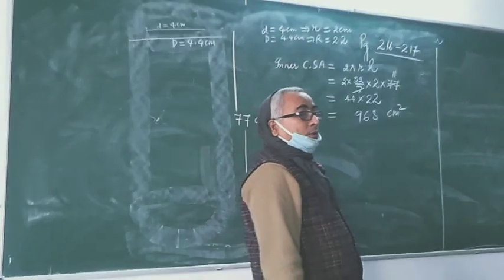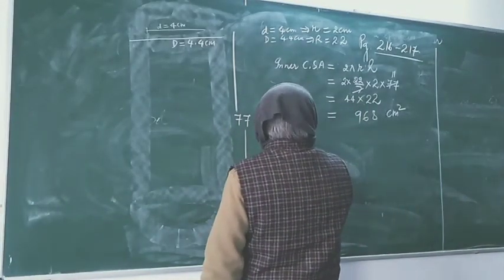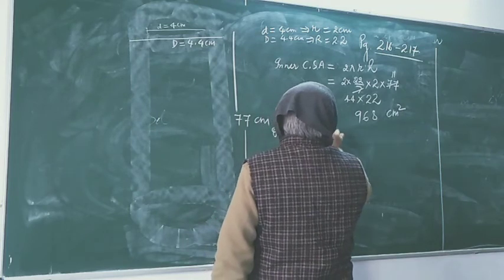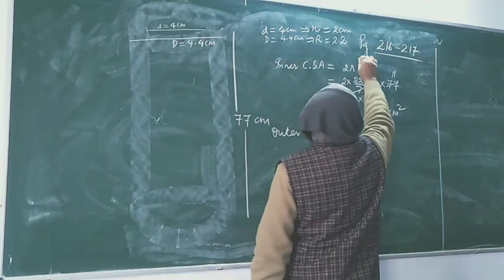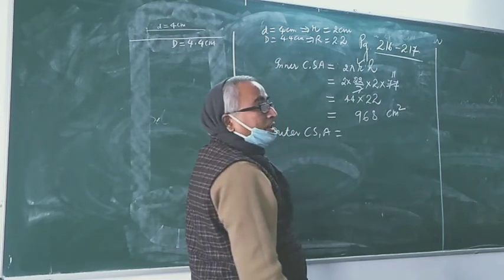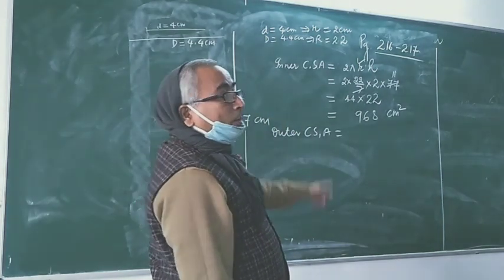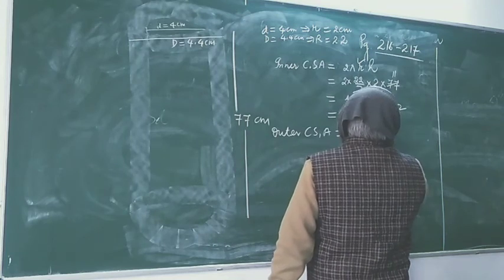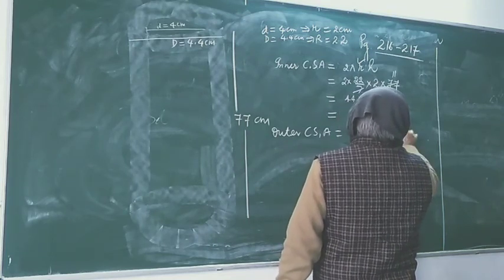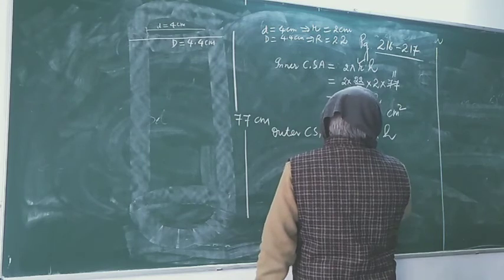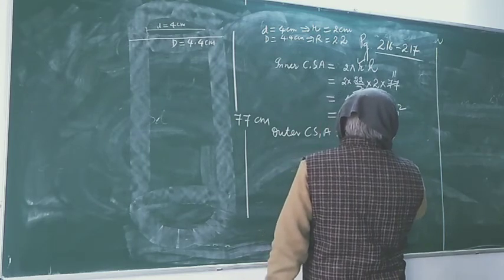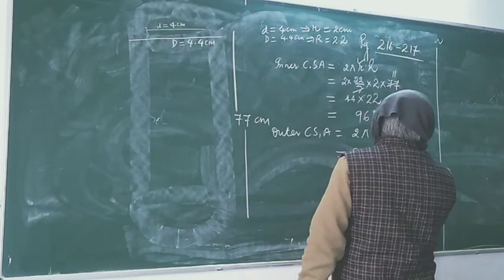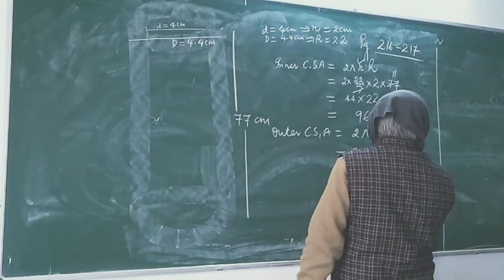Now we have to find out the outer surface area. Which r will be taken here? Capital R. So 2 pi capital R h. Put the values. 2 into 22 by 7 into 2.2 centimeter, into 77.